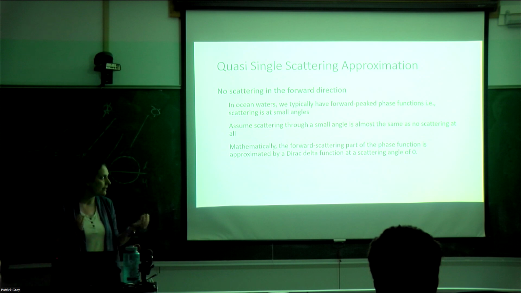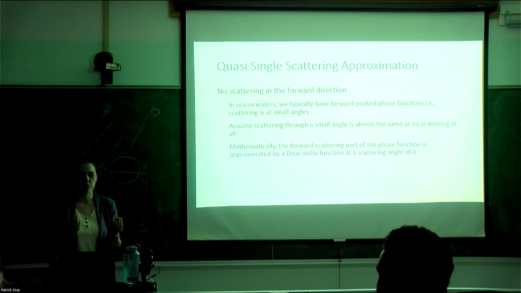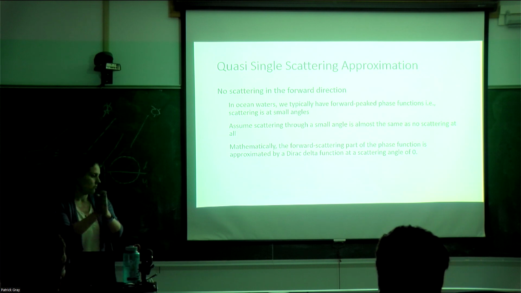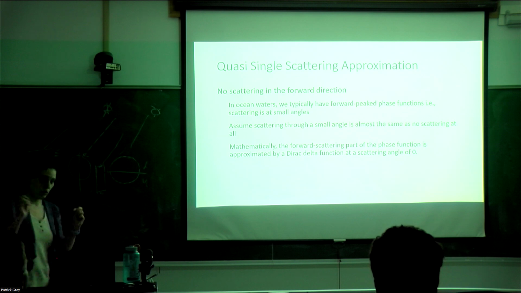And so mathematically, in this approximation, we talk about the forward scattering part of the phase function being approximated by a Dirac delta function at that angle of 0. Are you familiar with the Dirac delta function? We're basically saying here we have theta equals 0, and we have all our scattering like that, i.e. no scattering.